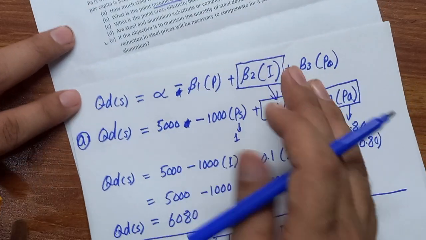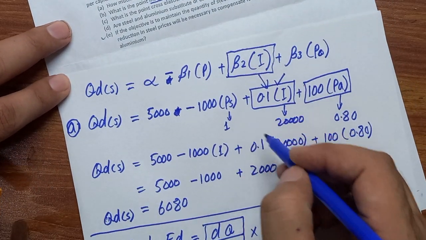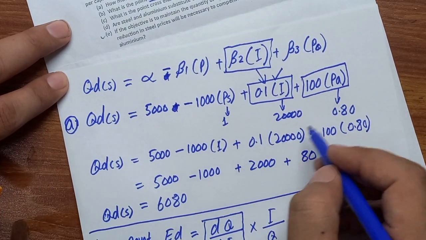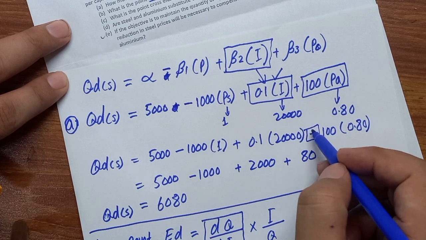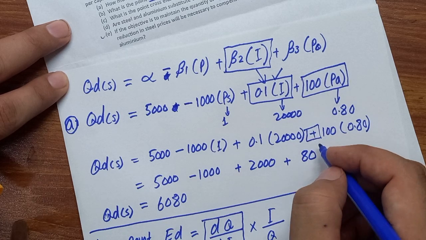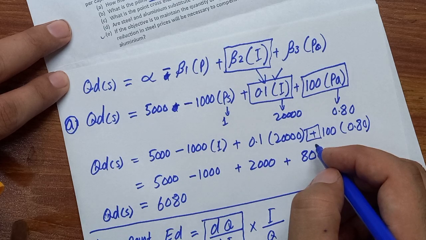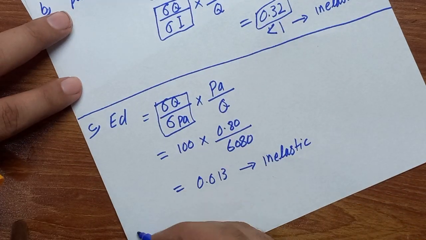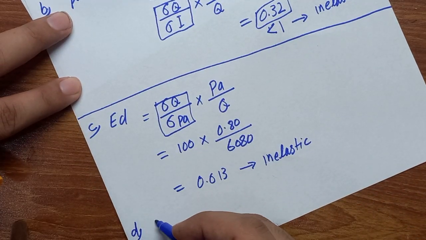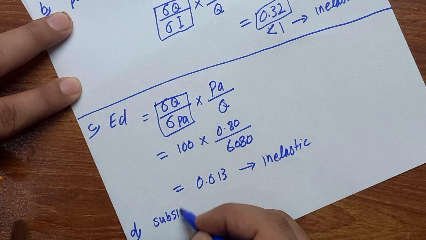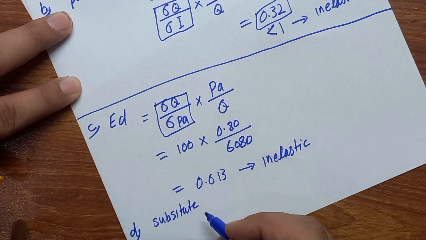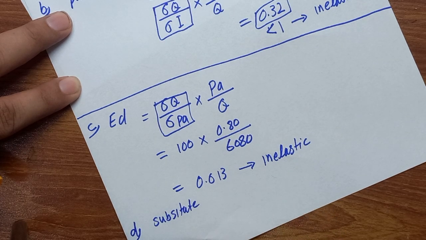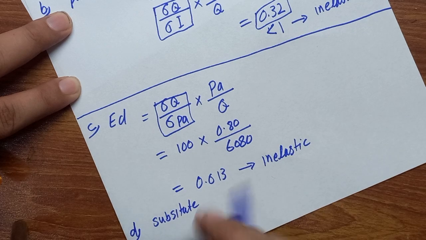According to the formula, they have a positive effect, and the positive effect means substitute. So here we can say that aluminum is the substitute of steel. So part D, this is substitute, it's not complement.